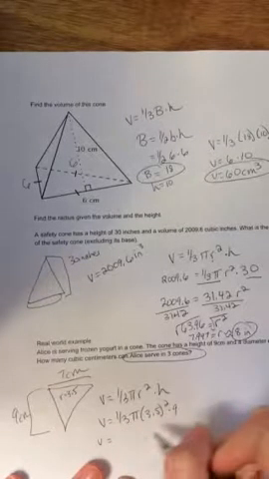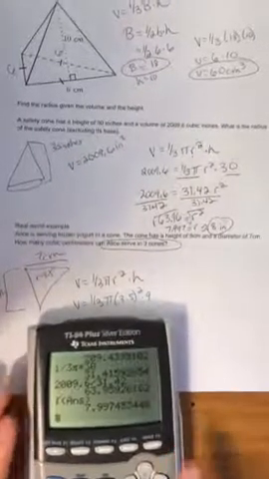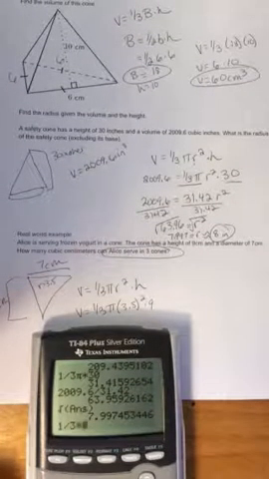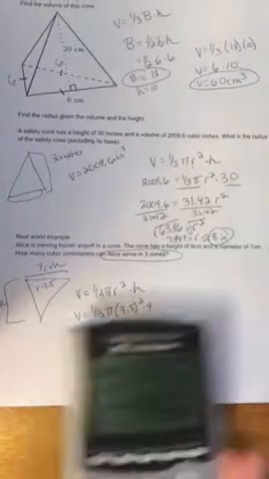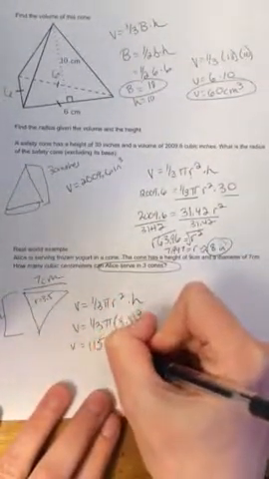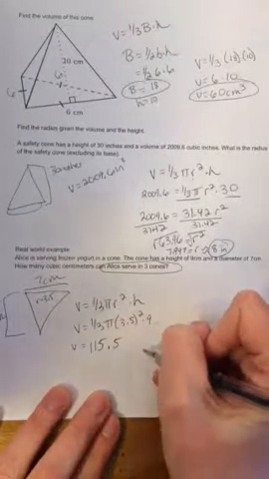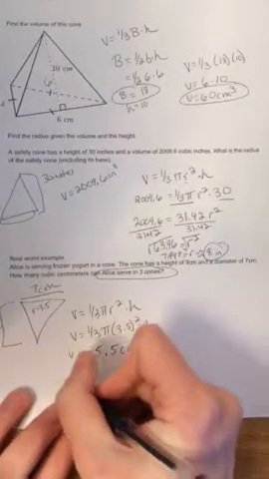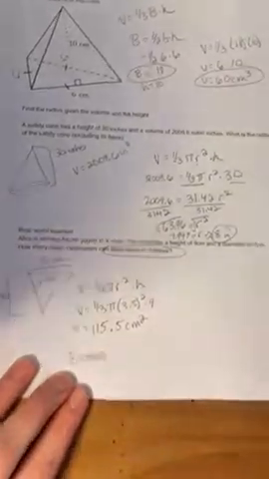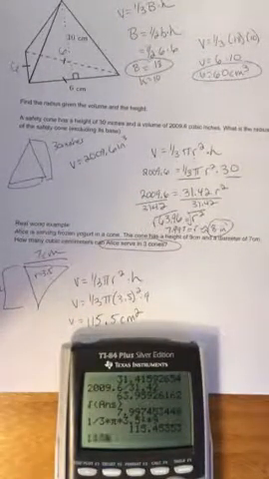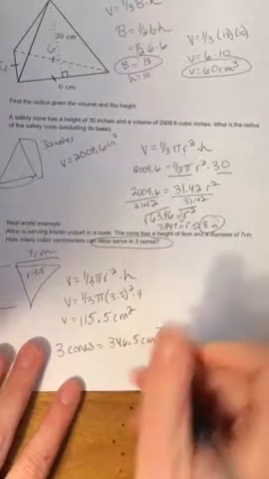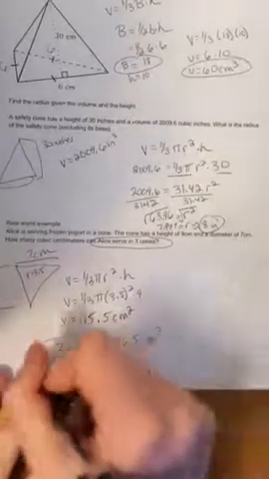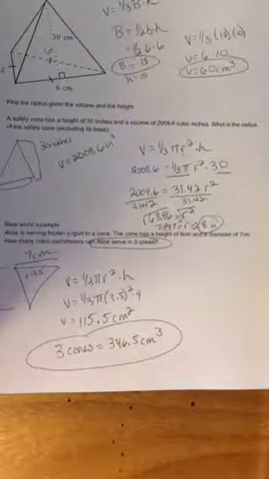I'm going to pop all this in the calculator. 1/3 times pi times 3.5 squared times 9. That's 115.5 centimeters cubed. Now in 3 cones, I just multiply this number by 3. So 346.5 centimeters cubed is how many cubic centimeters Alice will serve if she serves 3 frozen yogurt cones, okay?